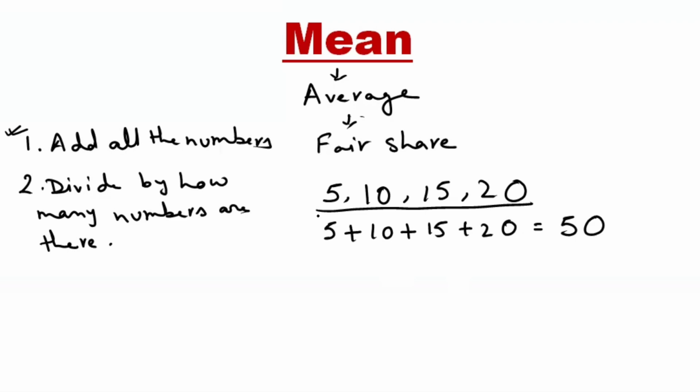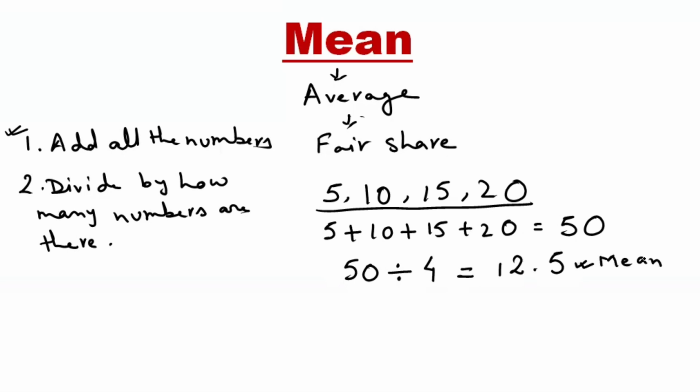Then after adding, what do we have to do? Then we have to count how many numbers there are. 1, 2, 3, 4. So in the second step, we have to divide 50 by the total numbers. Here the numbers are 4 in total. It means we have to divide 50 by 4. And our answer will be 12.5. This is the mean.